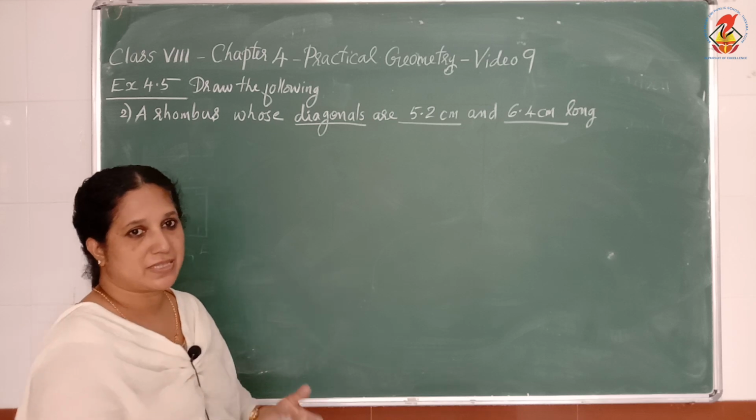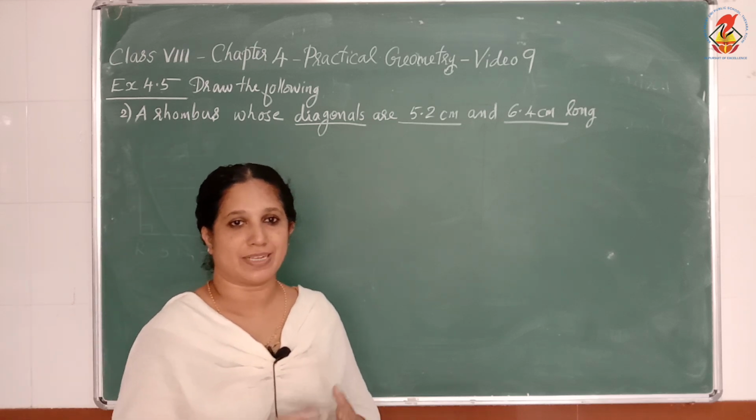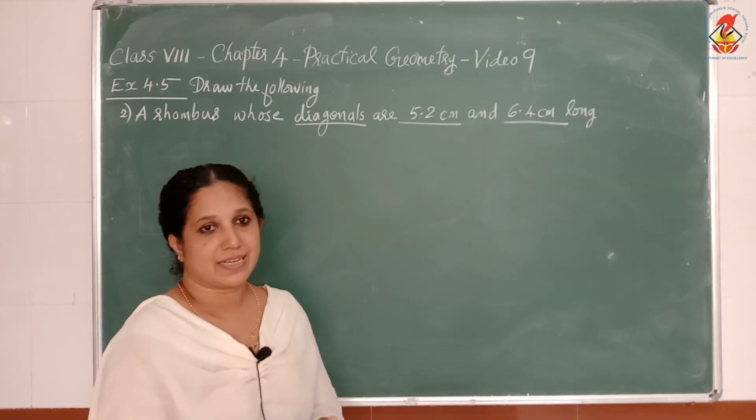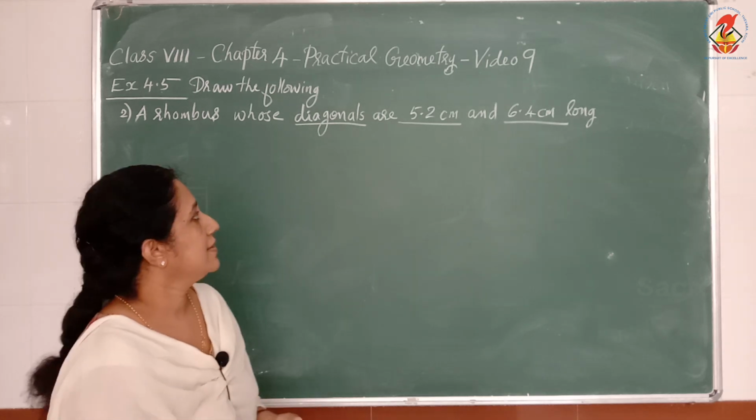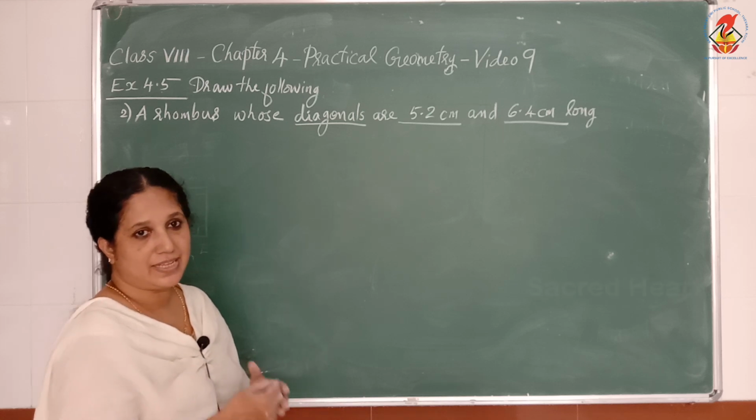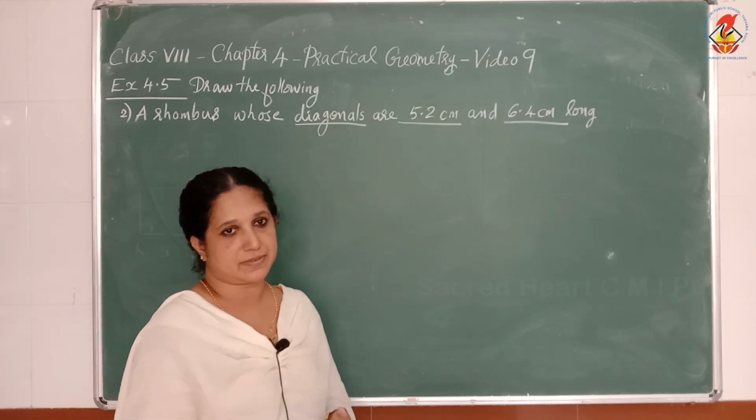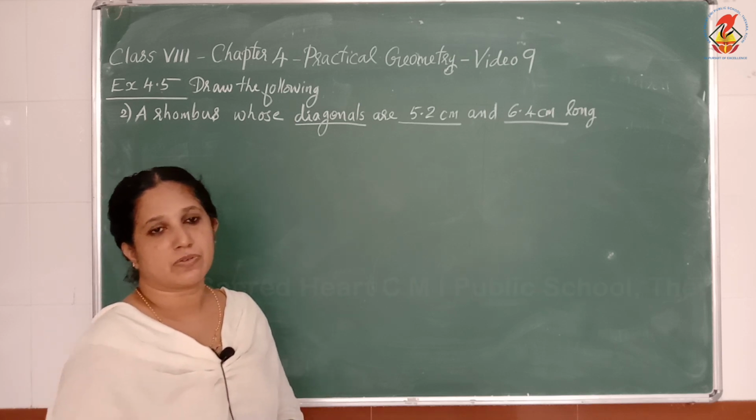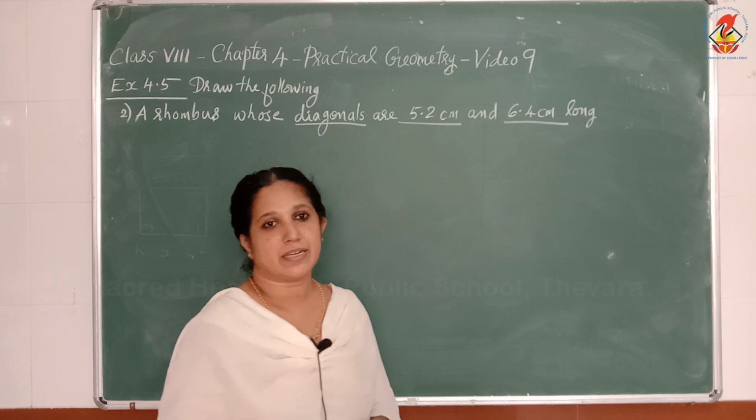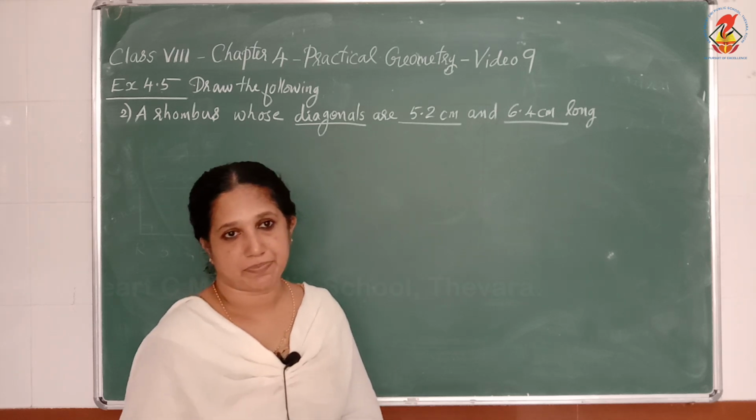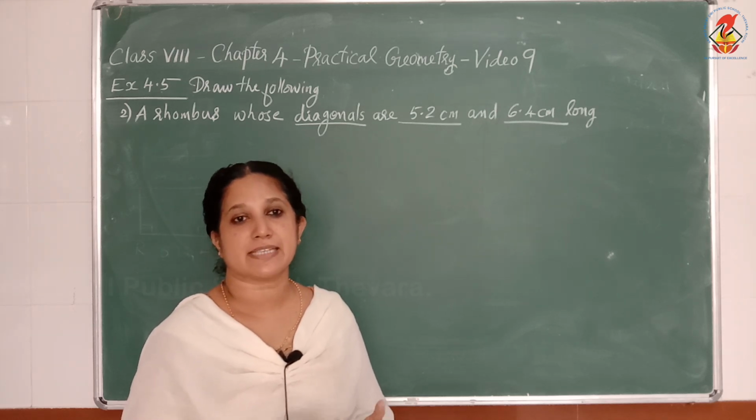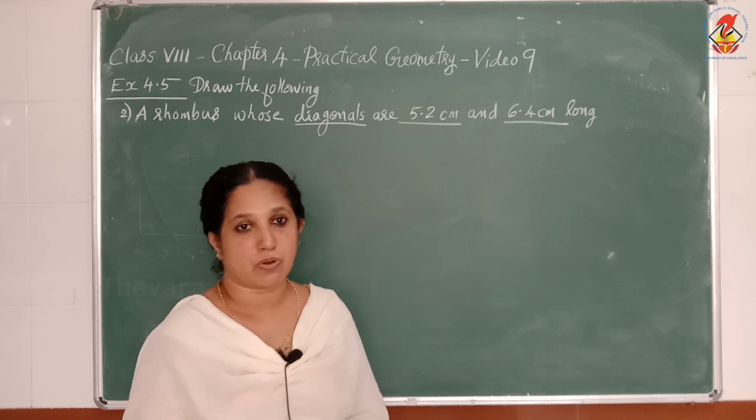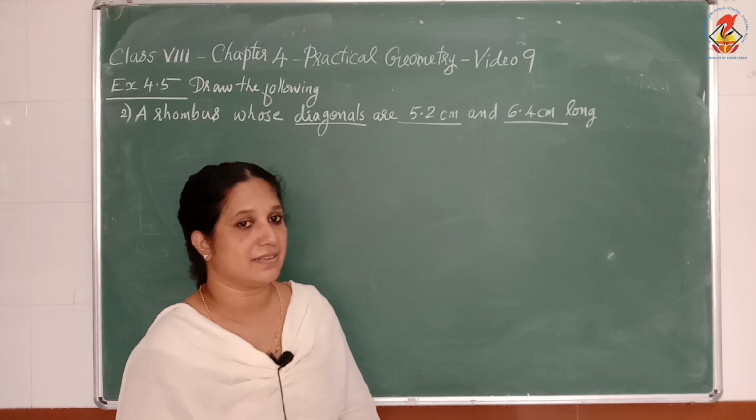Using some special properties, we can construct quadrilaterals. So how can we construct the rhombus when only the diagonals are given? Now what is the property regarding the diagonals of a rhombus? The diagonals of a rhombus bisect each other at right angles.